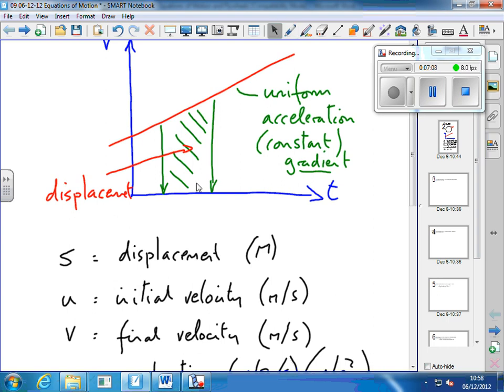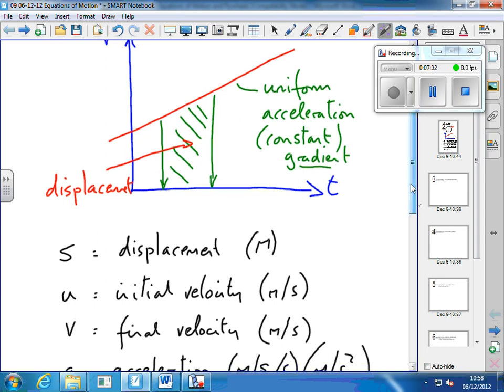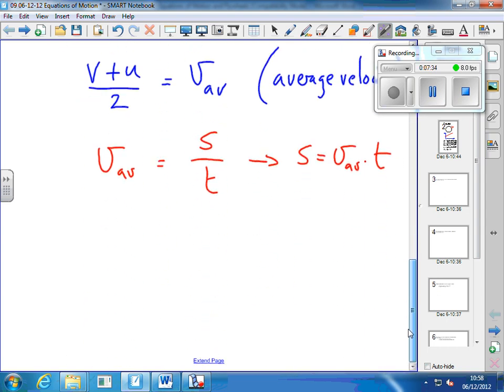Those of you who've done some calculus before will know that calculus is going to come in handy with curves like this, because differential calculus helps us to find the gradient. So that would help us find out what the acceleration is if this was not a uniform acceleration. And the area under the curve would be given by the integral. So calculus is going to come in handy when we look at problems like this later on. So there we have these formulae.